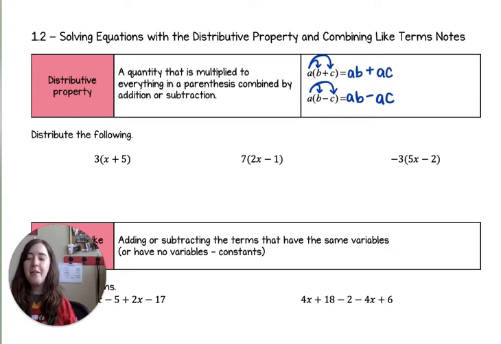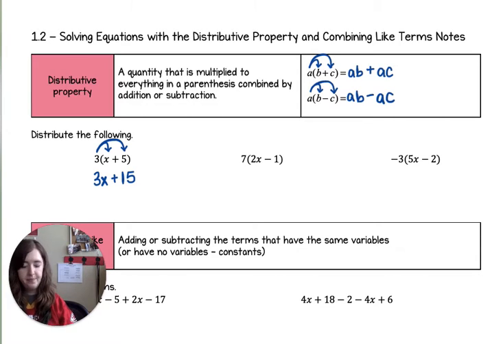Cool. All right, so now we want to distribute the following. Over here, I'm going to take that 3 and I'm going to multiply it by x and I'm going to multiply it by 5. So 3 times x is 3x. I have a plus in the middle, so I'm going to bring that on down. And then 3 times 5 is 15. Go ahead and try the next one.